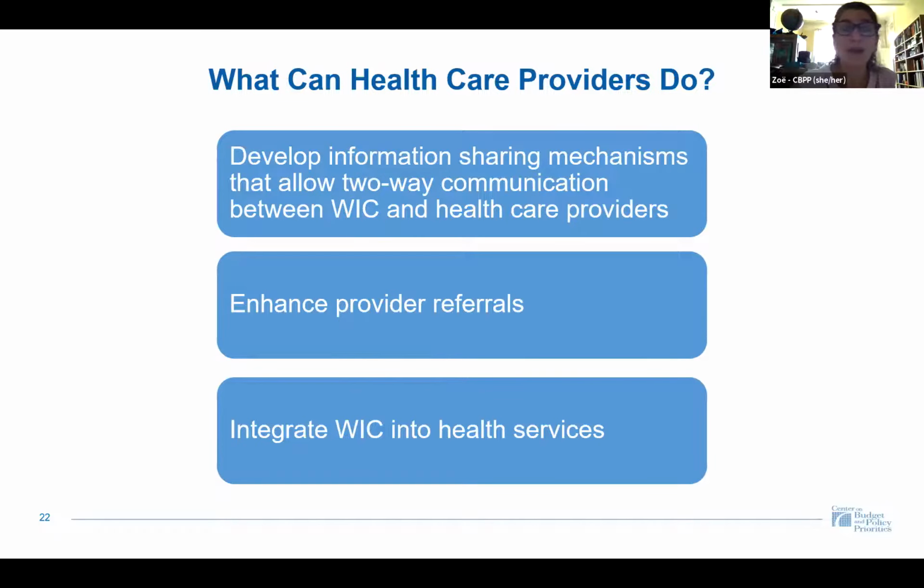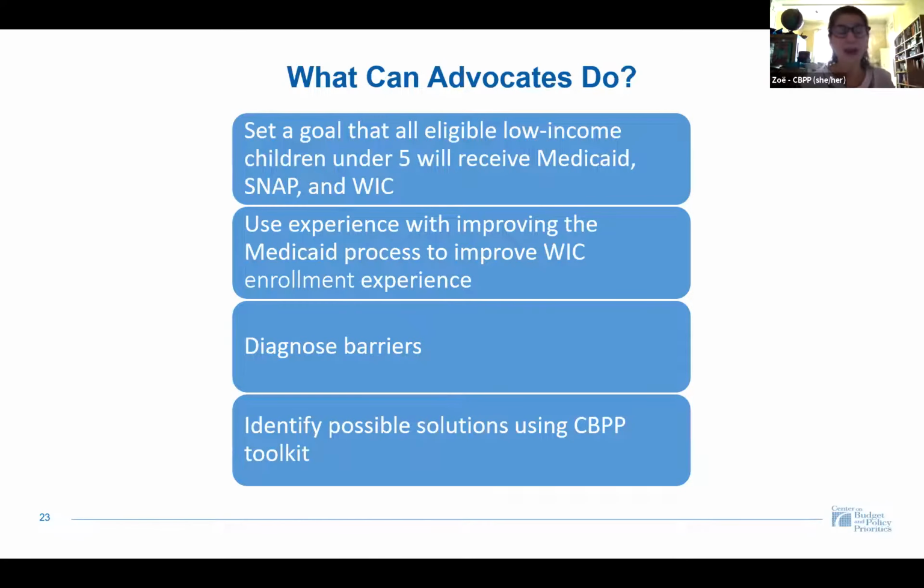So last up, I want to turn to advocates, but of course, I hope that even those who are associated with Medicaid or healthcare providers would engage in advocacy in this space as well. I think the most important thing for advocates here is to help set a goal and create an expectation that all eligible low-income children under 5 will receive Medicaid, SNAP, and WIC. For us, that's a really important goal, to provide young kids who are in low-income families with the best package, the most complete package of supports that they can get, and get them off to a strong start.